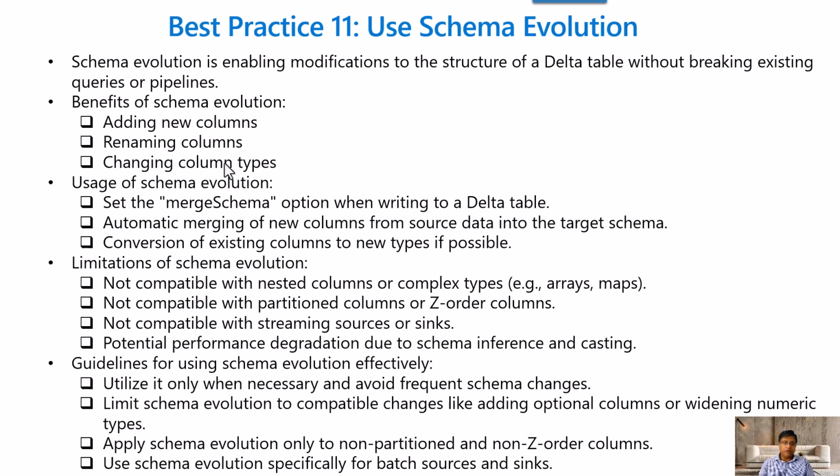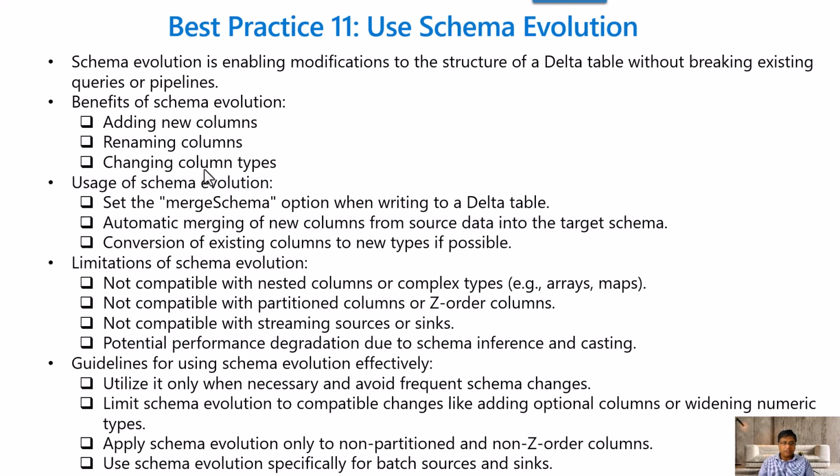What are the advantages of it? You can add a new column, you can rename a column, or you can change the type of a column. For example, if you want to change the type of a column from integer to character or character to integer, or you want to introduce a new column in the employee table, and date of birth was not there and now you want to add that column, or you want to rename the column, like instead of date of birth you want to rename it to DOB. So these are examples of schema evolution. So what are the uses of it?